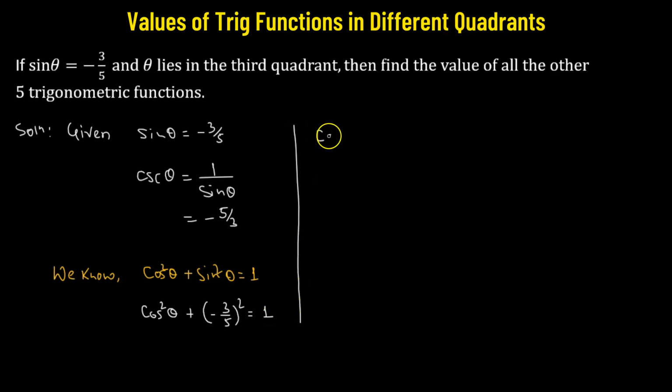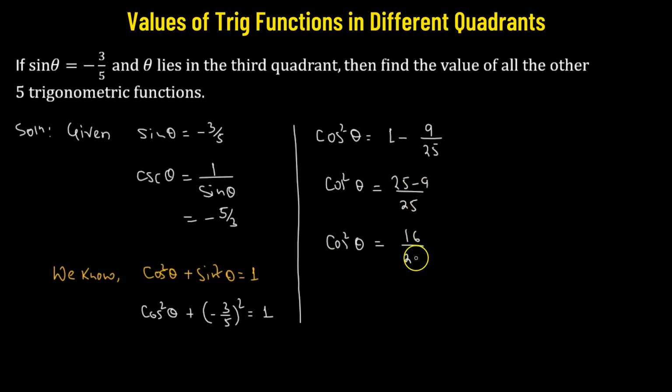So let's solve this. Cosine squared theta will be equal to 1 minus the negative 3 whole squared, so that's 9 divided by 5 squared, which is 25. So cosine squared theta will be equal to 25 minus 9 over 25. 25 minus 9 is 16, so 16 over 25. We'll take the square root on both sides. So cosine theta is equal to plus or minus, the square root of 16 is 4, and the square root of 25 is 5.